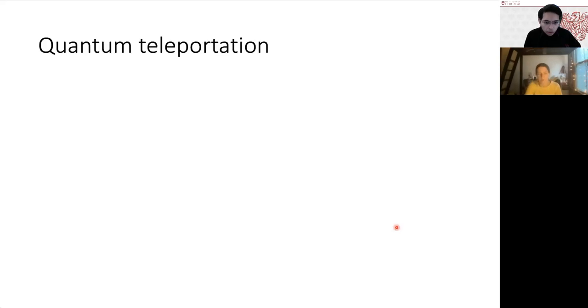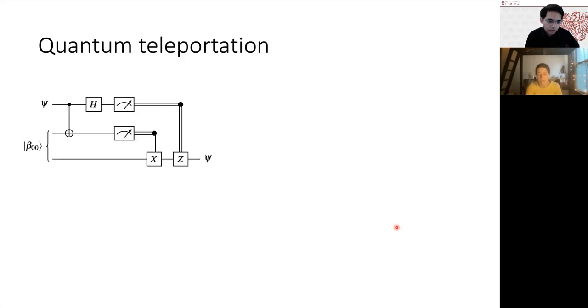Now, quantum teleportation is another interesting example that we were able to prove. It is the teleportation protocol in circuit form, where there's an arbitrary state psi, and there is a pair of qubits in the beta 00 state that we saw before. What this algorithm does is it transports the state which was given to the first qubit to the final qubit.